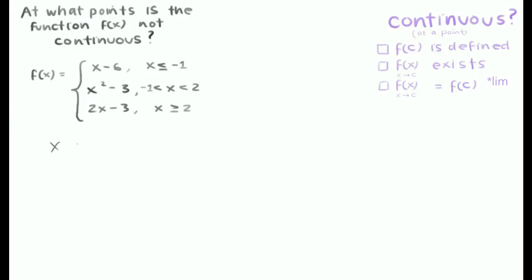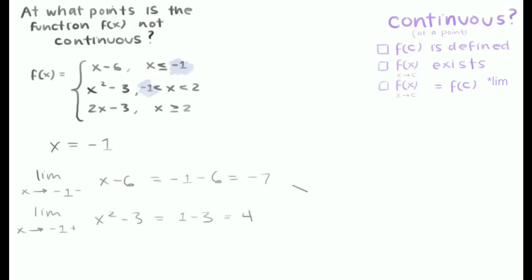We're going to look at x equals negative 1 first, because it's on the interval of the first two equations in the piecewise function. So if we look at the limit as x approaches negative 1 from the left-hand side, we're going to use the top equation because it's closer to negative 1 from the left-hand side, and we get negative 7. If we look at the limit as x approaches negative 1 from the right-hand side, we're going to use the center equation because it's closer to negative 1 from the right-hand side, and we get negative 2, not 4. Therefore, the limit as x approaches negative 1 does not exist.